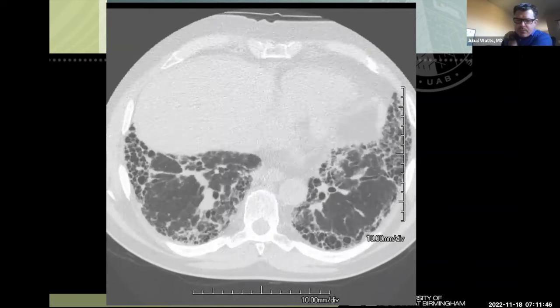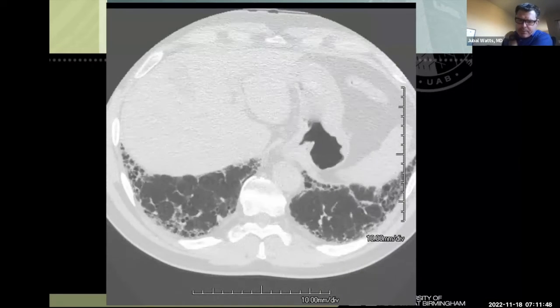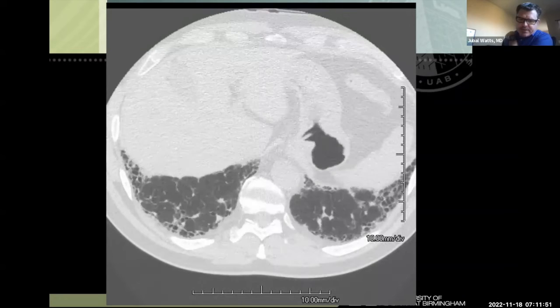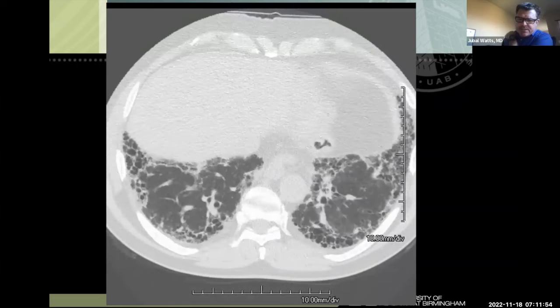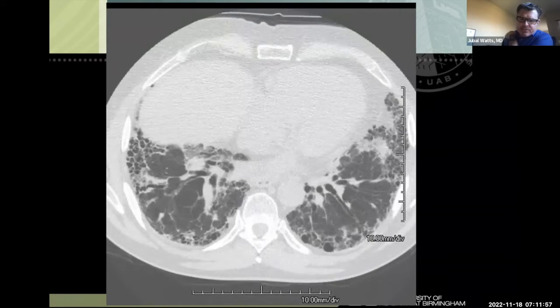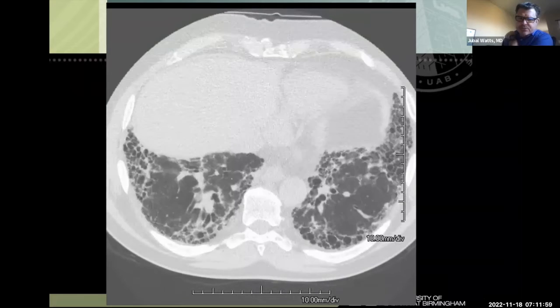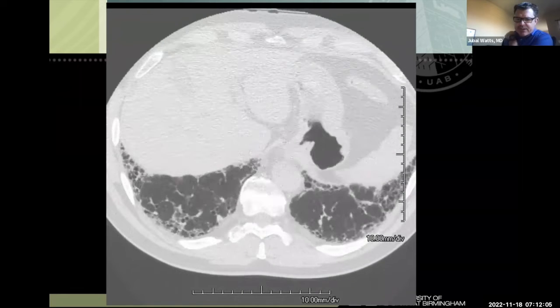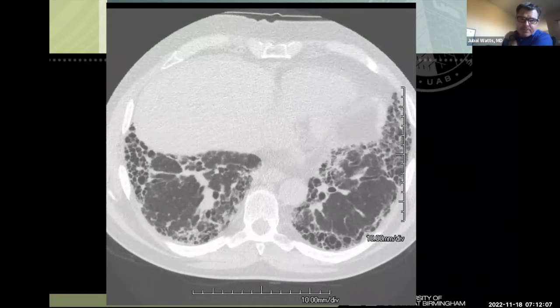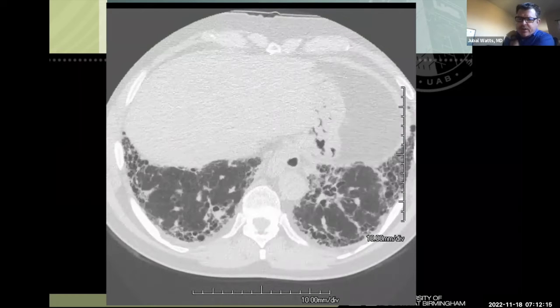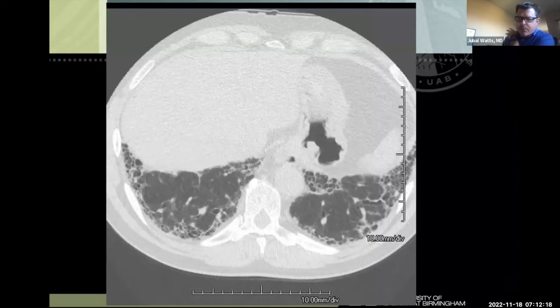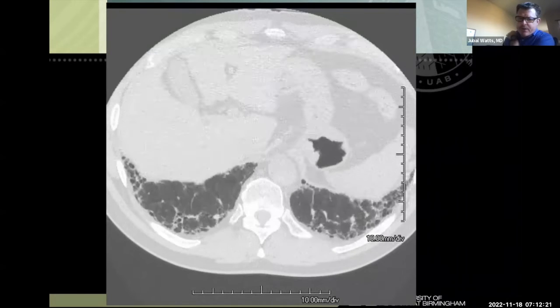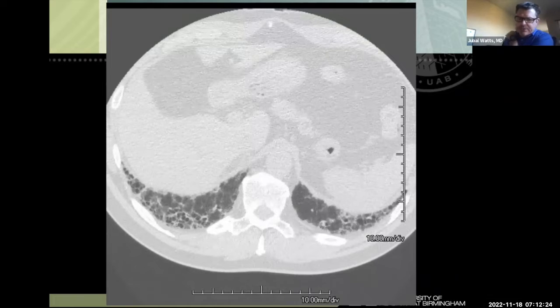There's also a pattern called probable UIP. We used to call it possible UIP until the ATS updated their guidelines. And probable UIP is exactly the same, except that you do not see clear honeycombing. So you have basilar and peripheral predominant reticulation with traction bronchiectasis, an absence of inconsistent features like ground glass opacities, air trapping, or nodules, and you just don't see the honeycombing. So a probable UIP pattern, we see a fair amount. And now the recommendations generally are not to biopsy that either.